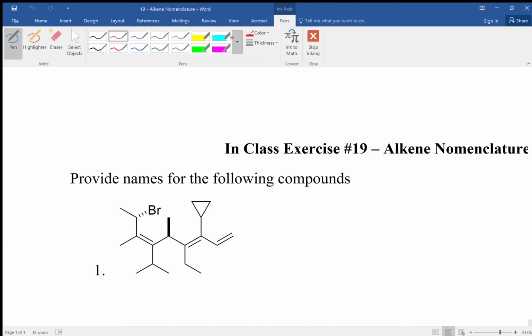All right, so first question, what's our longest chain? And we can see our longest chain comes here. Now, which direction do we need to number it? This one's actually pretty straightforward, because one end of the chain starts with an alkene, the other end doesn't. And remember, it's the alkenes, the pi bonds, that take priority over any other functional group or substituent that might be present. So we have a 9-carbon chain, so we know we're dealing here with nonane.